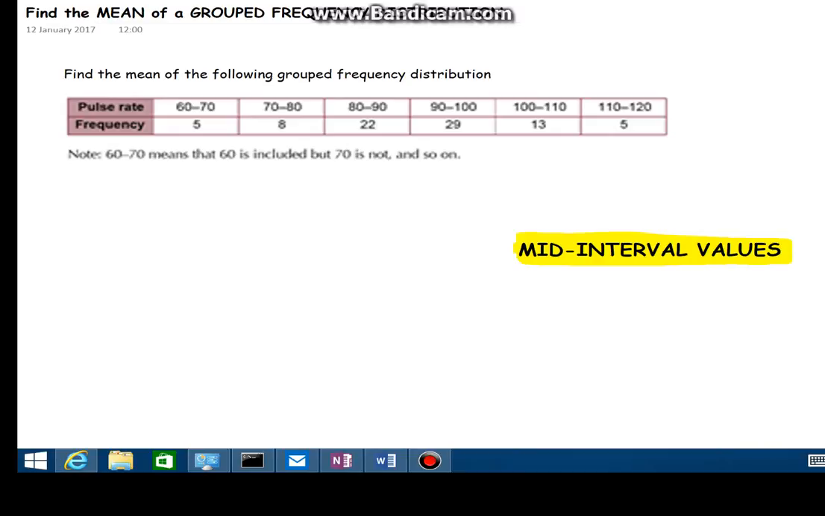So if we look at the first part, the 60 and the 70, how do we find the mid-interval value of that? What we do is we add the 60 and the 70, and because there's two values we divide it by 2. So that'd be 130 divided by 2, which we know will give us 65. And that would make sense. It would make sense to us that 65 would be the mid value between 60 and 70.